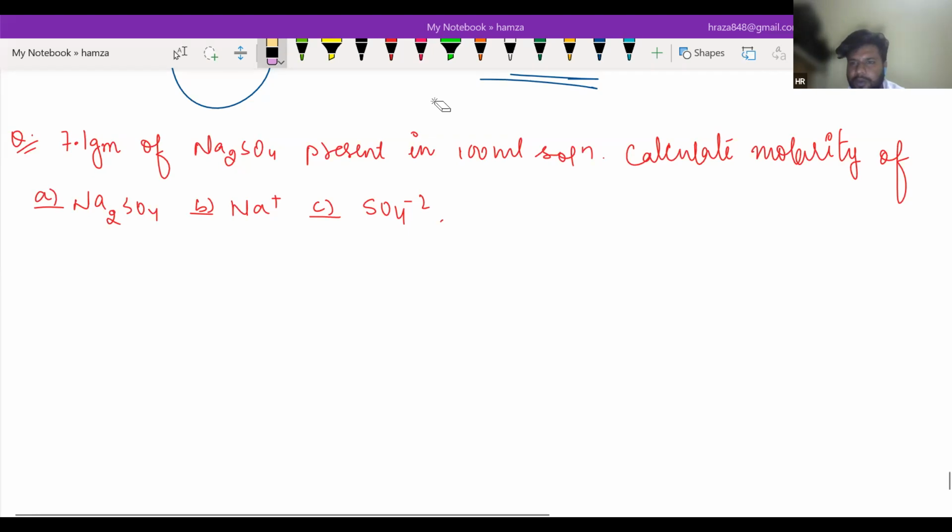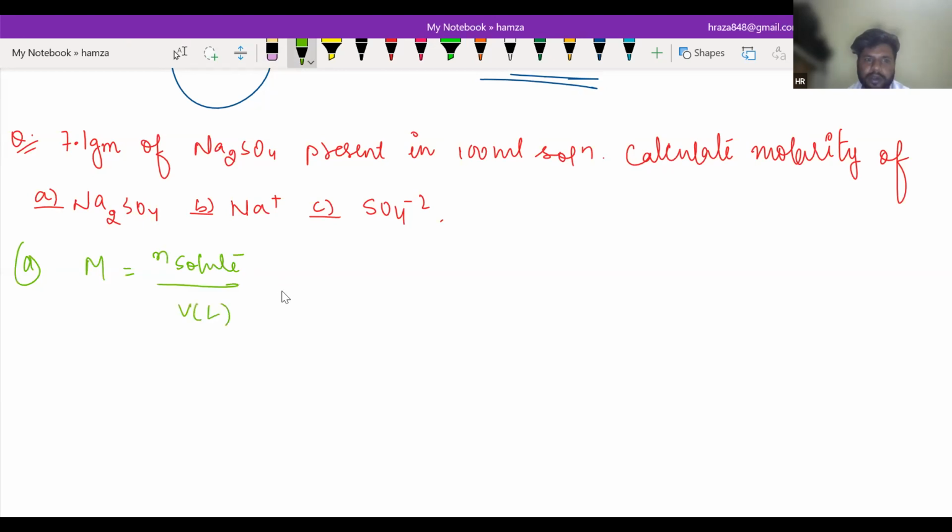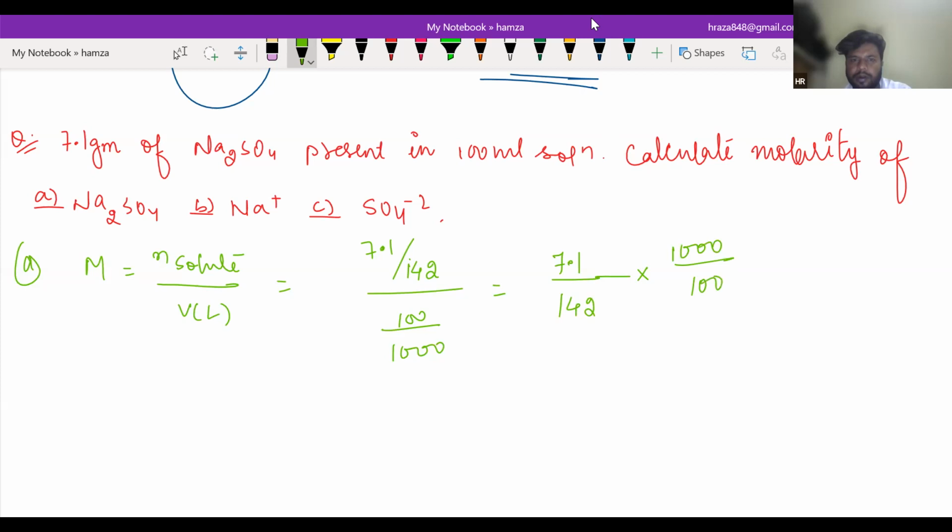So 0.005. Let me check. Molarity of Na2SO4 is given as the number of moles of solute upon volume of solution in liter. Number of moles is given mass upon molar mass. What is the molar mass you have taken for Na2SO4? 142, upon volume of solution 100 upon 1000 for liter. Again, 7.1 upon 142 into 1000 upon 100.